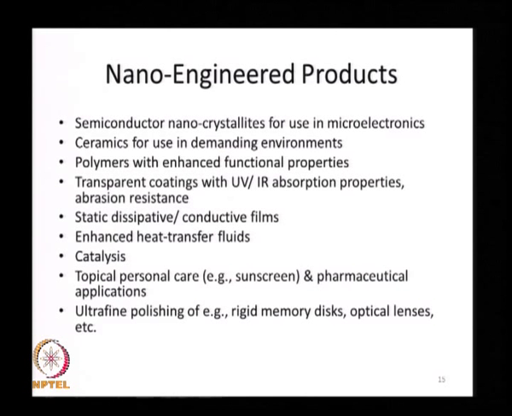The semiconductor industry, where nanocrystallites are now being used in microelectronics, which should actually now be called nanoelectronics rather than microelectronics. Ceramics that are made for use in highly demanding environments in terms of temperature, corrosiveness and so on, now use nanomaterials for improved protection. Polymers are being fabricated with enhanced functional properties, primarily by making composites of them with nanomaterials. Transparent coatings with UV or IR absorption properties, abrasion resistance, all of these are now being commercially manufactured using nanomaterials.